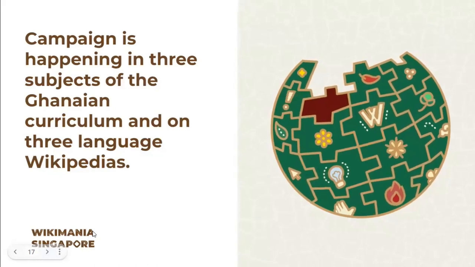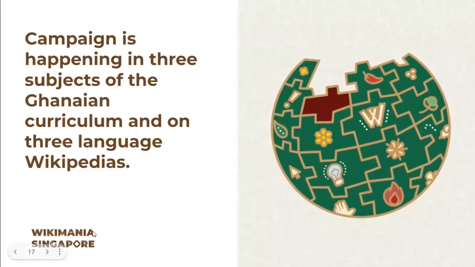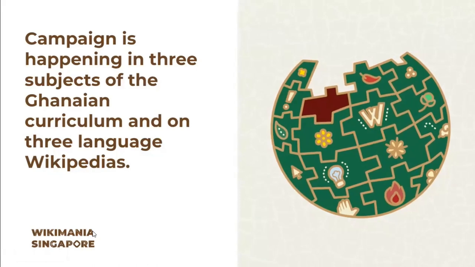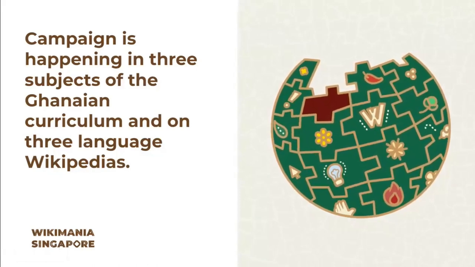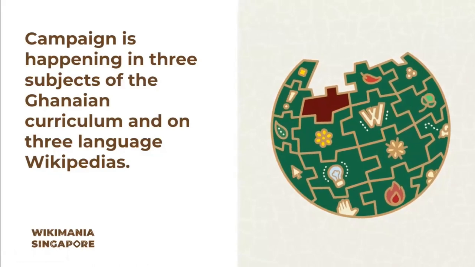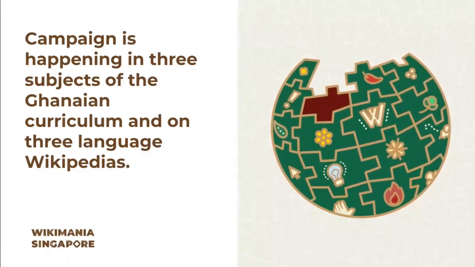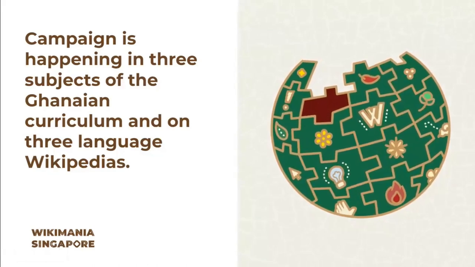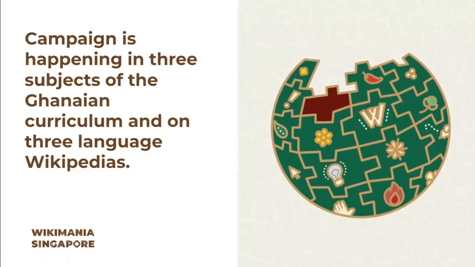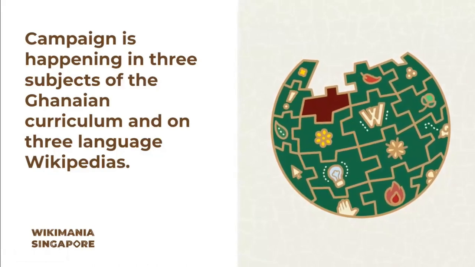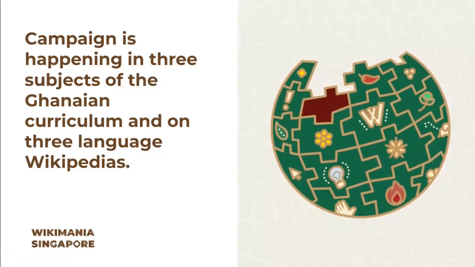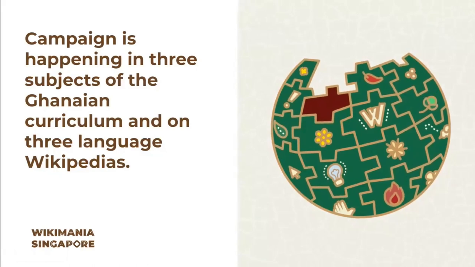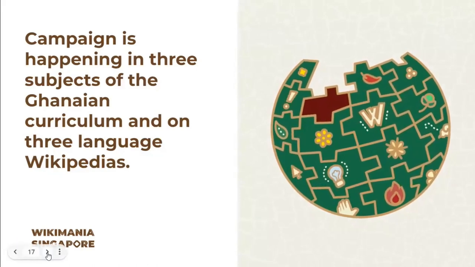So essentially, when we started this campaign, we were looking at the English Wikipedia and two other language Wikipedias, making it three. So in total, we were working with English, Twi, and now the Ga Wikipedia, which is still in incubator, but there's a community working on it.